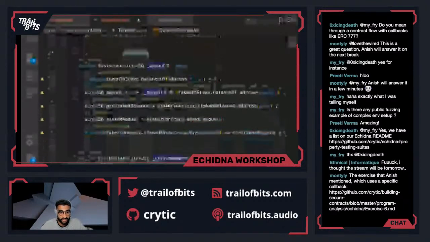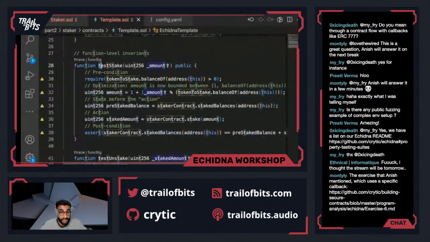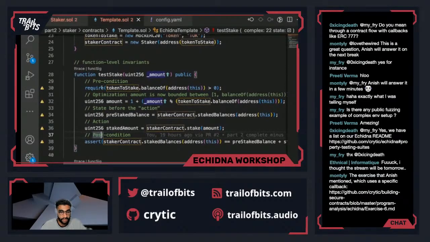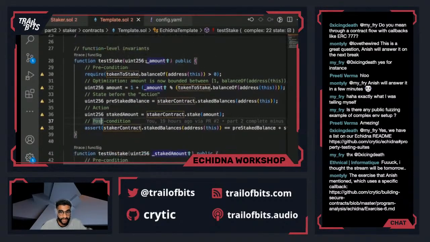And now we have our function level invariance. So we have test stake, and you'll notice that we're starting to see this pattern come again: precondition, action, postcondition. Let's walk through that. So we take in a fuzzed amount, so it's any value between 0 and UN256.max, and the precondition checks that this address has some balance of token to stake.